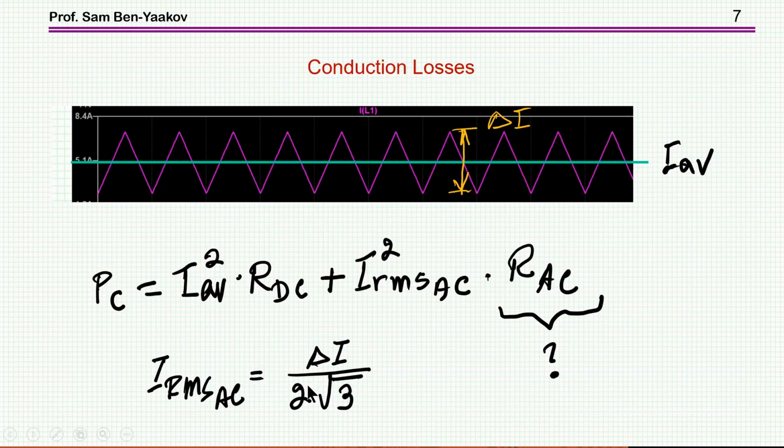So if we talk about the conduction losses, that is the winding losses, we do have two parts. We have the DC part. This will be the average current squared times the DC resistance, plus the AC current squared times the AC resistance of the winding. Now, this is a big question here. And obviously, with a commercial device, we cannot tell what our AC resistance is. We have to rely on information that the manufacturer is providing.